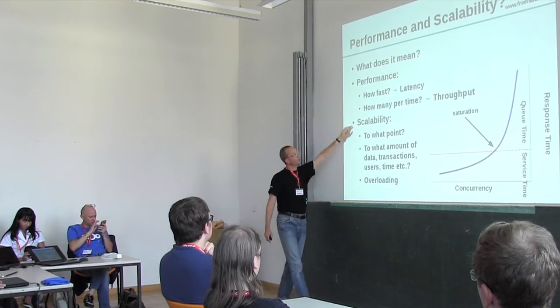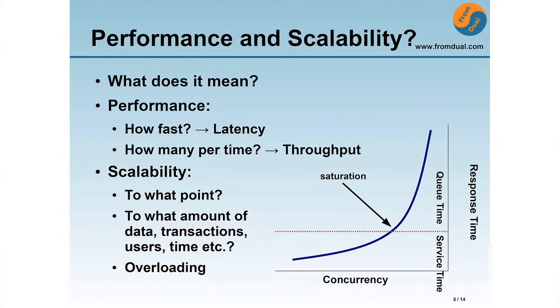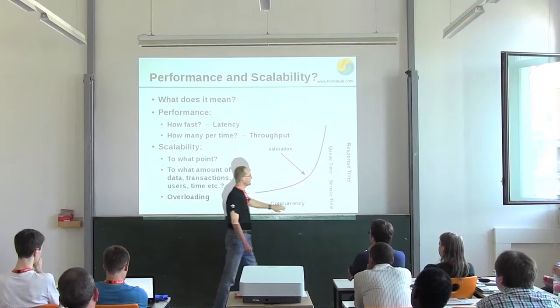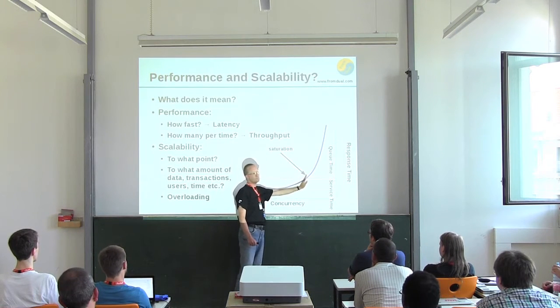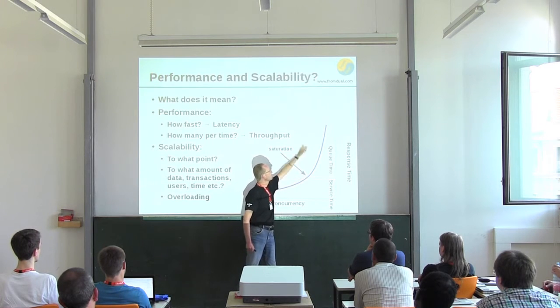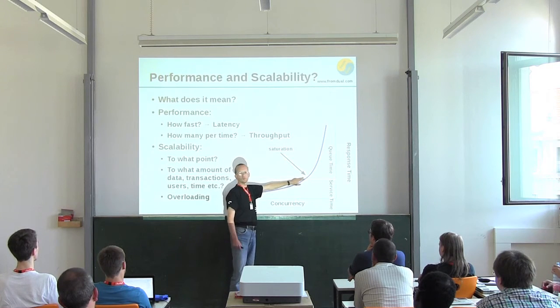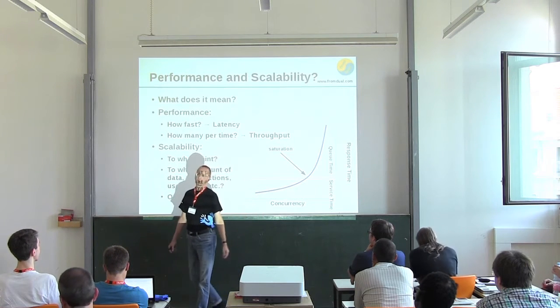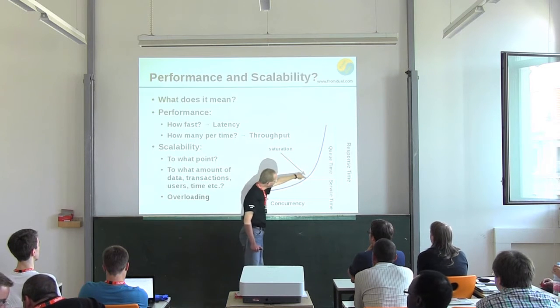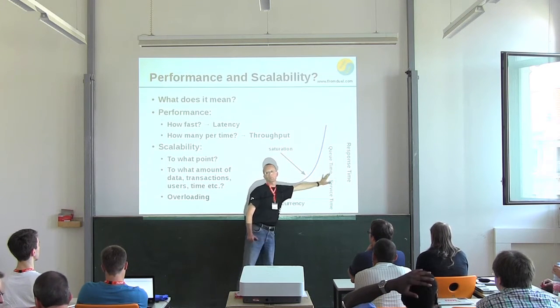Scalability means to what point we can keep these two numbers, at what amount of data, what amount of transactions, and so on. When is our system overloaded? That's the question of scalability. If you have such a number, let's say concurrency and response time, and you increase the concurrency, at a certain point you get an exponential curve going up, and that's the saturation point. If you go beyond this point, performance will always be worse. So you have to know where this point is and never go beyond it.